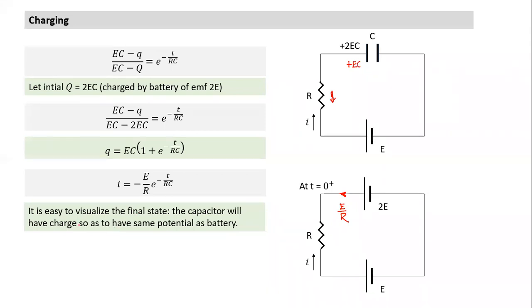So the statement is that it is easy to visualize the final state. The capacitor will have charge so as to have the same potential as the battery. That's the final state always. So this is the final state.